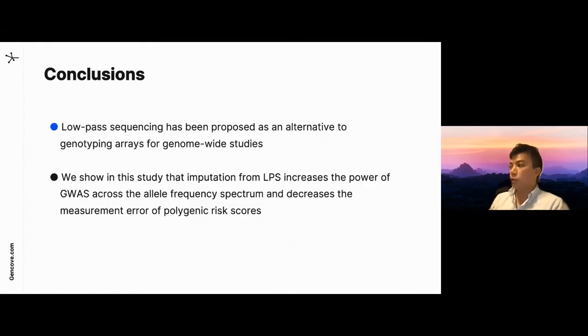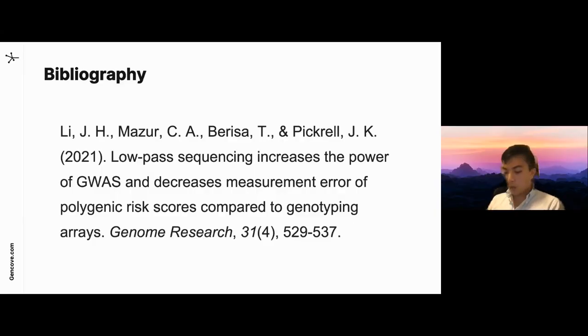In this particular study, we established further that even in the context of cross-population studies, where one is interested in looking not just in Europeans, where the vast majority of data and assays have previously been done, but also in more underrepresented populations, low-pass sequencing plus imputation remains a superior choice for genome-wide association studies in terms of power, and also polygenic risk scores in terms of measurement error. And with that, I'll wrap it up.